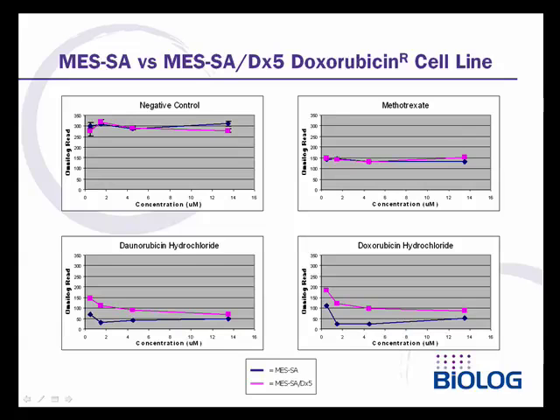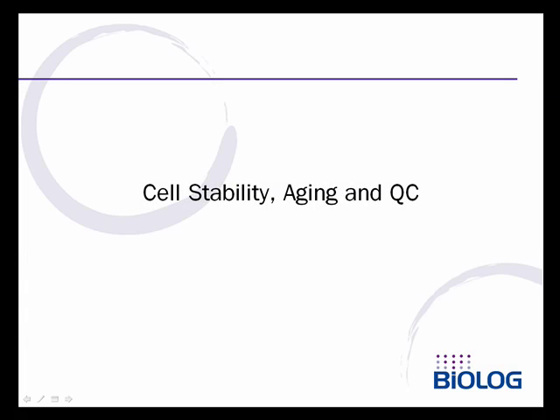Assay of another isogenic pair of cell lines obtained from ATCC confirms that the DX5 subline is doxorubicin and daunorubicin resistant, but has identical sensitivities to methotrexate. The next 3 slides profile the important role Biolog's platform provides in characterizing cell stability and aging, and in QC applications.